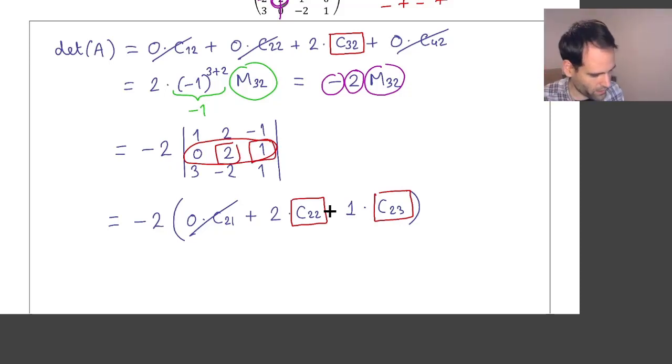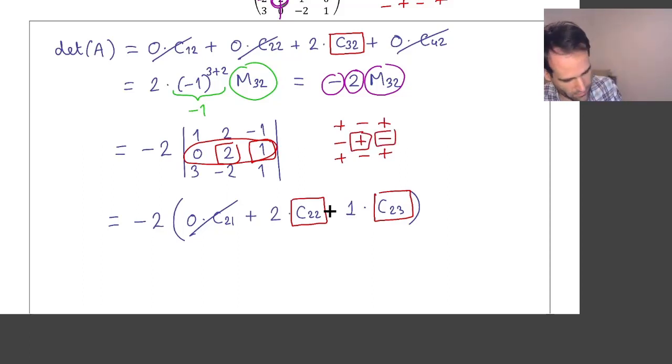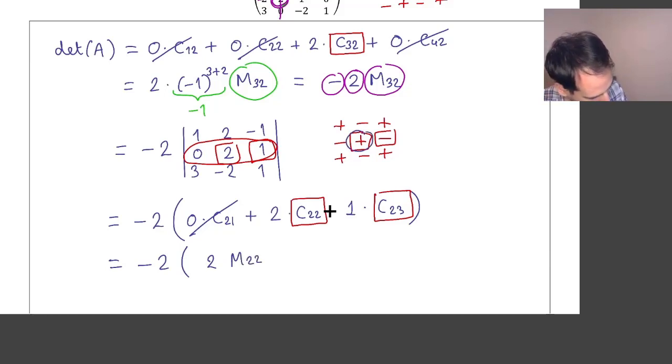Remember that the cofactors are just the minors with a different sign. So now we do the chessboard-like pattern: plus, minus, plus, minus, plus, minus, plus, minus, plus. We are interested in these two. This one will have a plus sign and this one will have a minus sign. So we can write the determinant of A is equal to minus 2 times, and then we write 2 M22 with a plus sign, because it has a plus sign, minus 1 times M23 with a minus sign, because the corresponding cofactor has a minus sign.